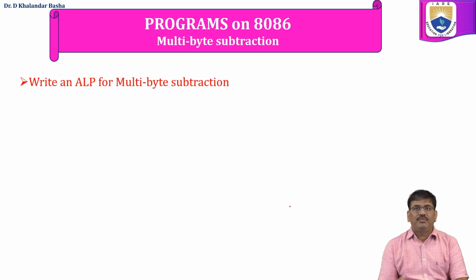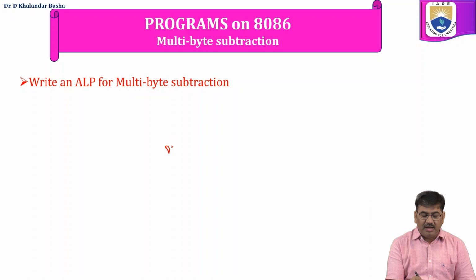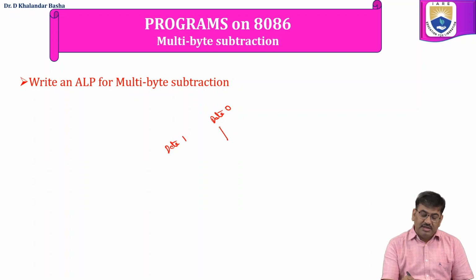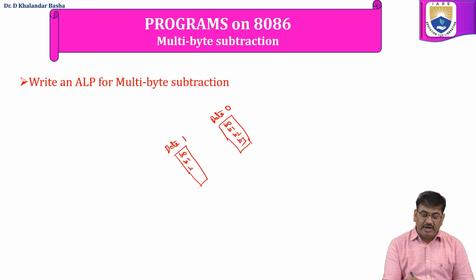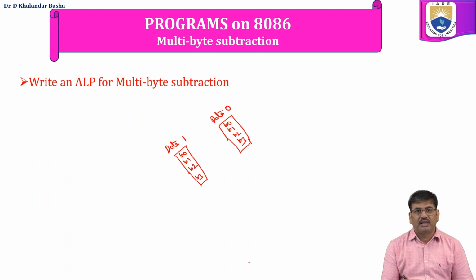Now we will move to the next program where we are going to do the subtraction. In this subtraction also, we are going to take data 1 as the first, and the second one is data 0. Data 0 consists of 4 bytes, B0, B1, B2, B3. Similarly, data 1 consists of 4 bytes, byte 0, byte 1, byte 2 and byte 3. Here, the contents of data 1 will be subtracted from data 0.